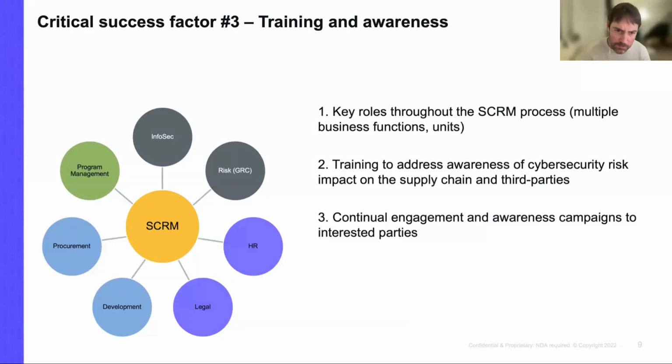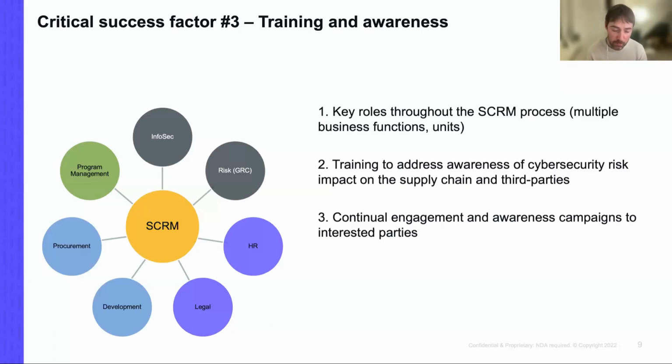Training and awareness. So again, this idea of building that culture, and as we can see here, 161 calls out a few different top areas within a business. So you might have people from information security, risk from a governance perspective, HR, legal teams, system software development teams, procurement teams, project management teams as well. They can all feed into the wider SCRM plan and process. So key roles throughout the SCRM process, multiple business functions, multiple units.